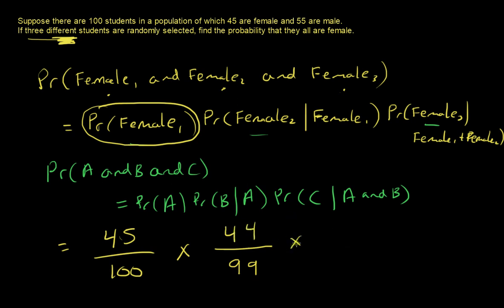Now as we go on to the third female, say this was Sarah or some other girl. So Sarah's out of the population, so we only have 43 females left out of just the 98 that are standing there. All right, so if we do this multiplication, we should get 0.088.